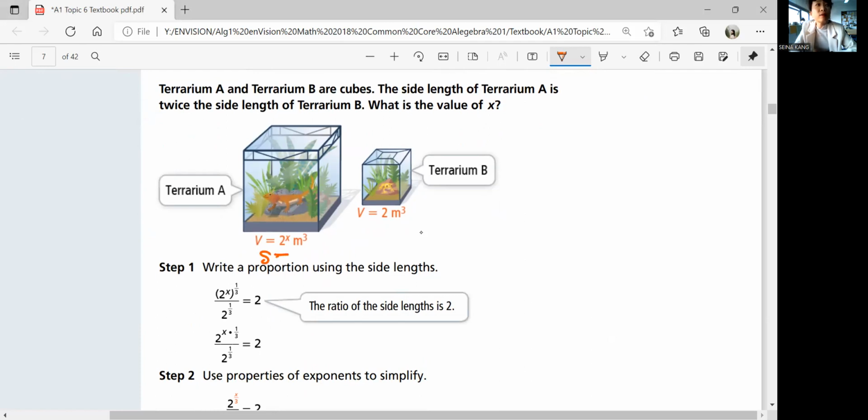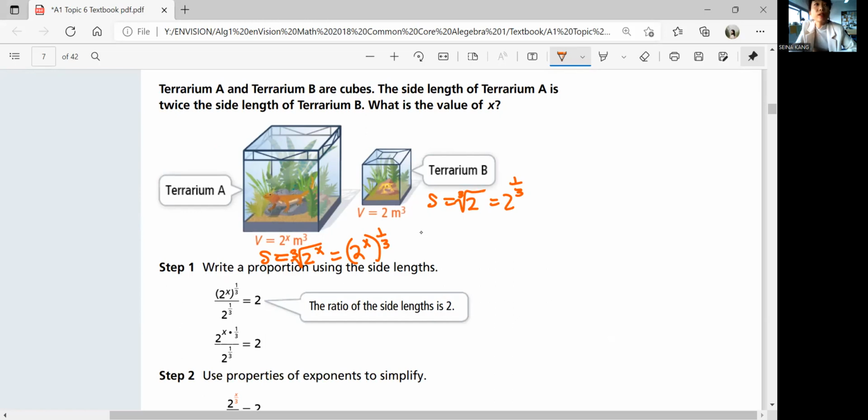So the side for this cube is going to be 2x cube root, which is also written as 2x to the power of 1/3. Okay, that's why we have that one. The side for this one is 2 to the power of 1/3. Okay, because that's the volume. So the side for this over the side for that must be 2. That's the ratio.